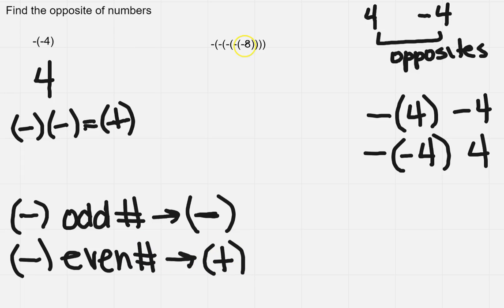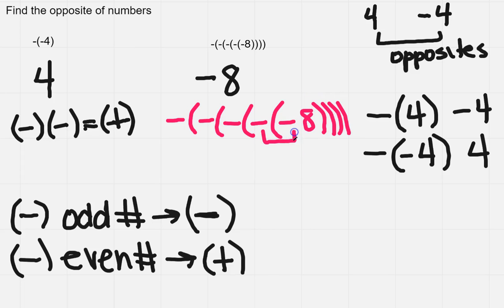So here, the easiest way is to count: there's 1, 2, 3, 4, 5. So that's odd, so the answer should be negative 8. Now how can we check that? Well, we can do it from the inside out. So I'm going to write it again, and I know it's getting kind of messy. I'm sorry. So I've got 1, 2, 3, that's 4, that makes 5.